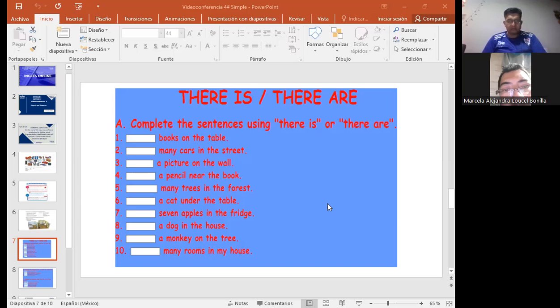En la segunda... There are many cars in the street. There is. Él pinta una pared. There are. La cuarta también es there is, porque dice un lápiz en el libro, parece. Yeah. A pencil.